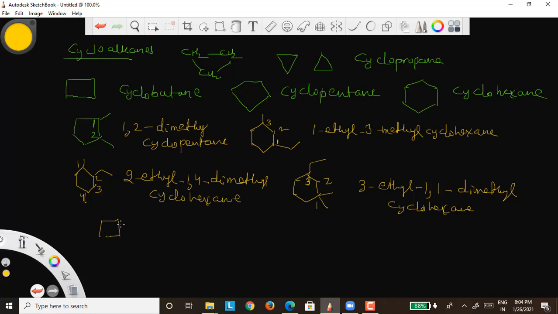Now suppose this is there, and you have this. So what should be the name? Think. This is a propyl group, so you say propylcyclobutane. And this is 1, 2, 3, 4 carbons, so a butyl group. So you say butylcyclohexane.